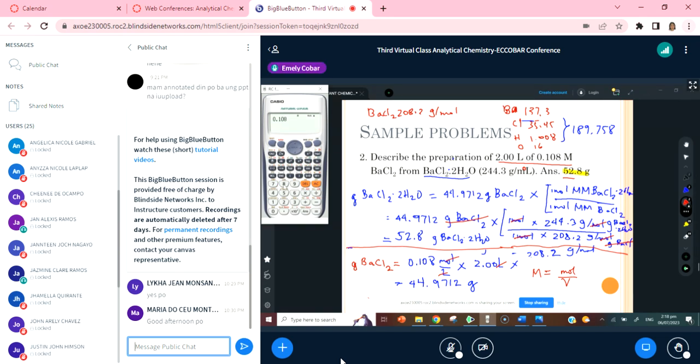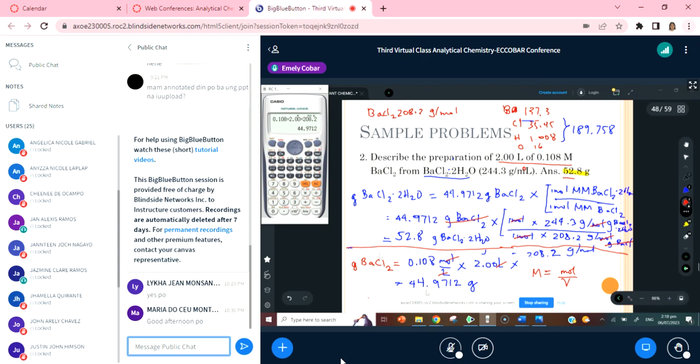0.108, that's the molarity, times the volume, 2.00. Di ba ito yung formula ng you're looking for the gram solute? Okay. Then times the molar mass of the solute, which is 208.2. Okay, you'll get 44.917 grams. Okay? Nagkakaintindihan tayo doon?